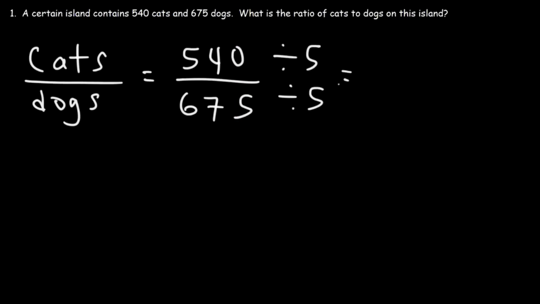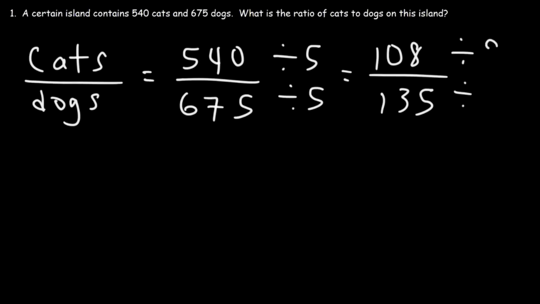540 divided by 5 is 108. 675 divided by 5 is 135. Now, we need to simplify this further if possible. So what number goes into 108 and 135? Well, let's find out. It turns out that both of these numbers are divisible by 9. 108 divided by 9 is 12. 135 divided by 9 is 15.